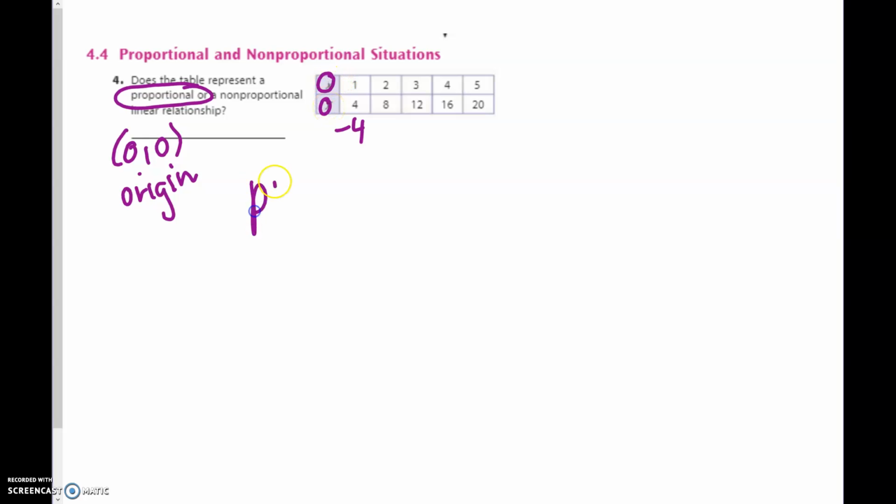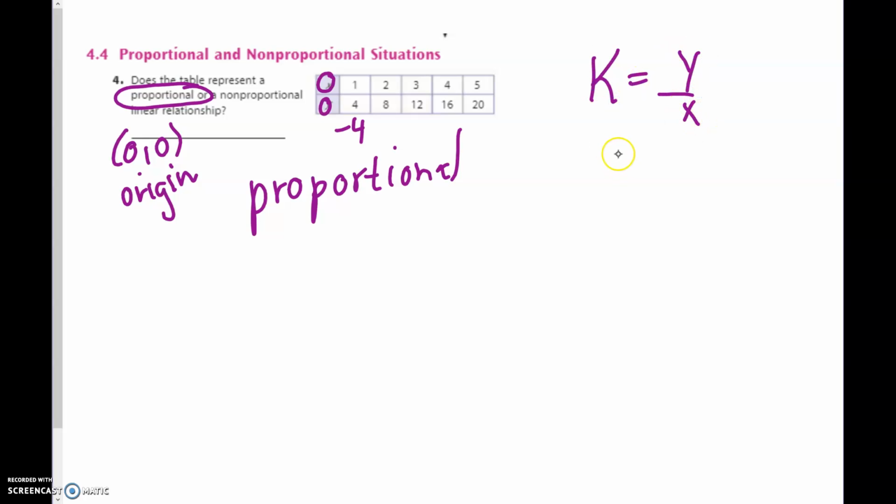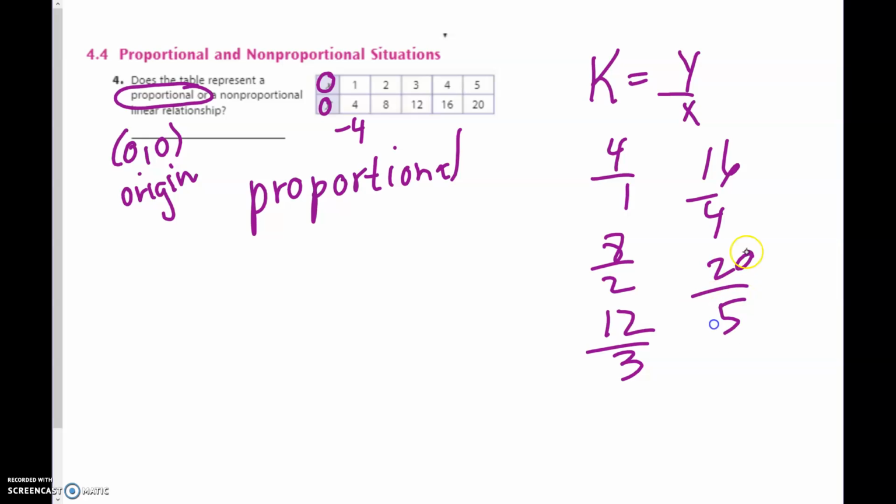So this is proportional. And why is this proportional? Because it goes through the origin. We could have also found the k value, so that we could have done y over x. So 4 divided by 1, 8 divided by 2, 12 divided by 3, 16 divided by 4, 20 divided by 5. And then you could say that that gives you your answer. Okay, so you could do it either way, and either explanation will be good.